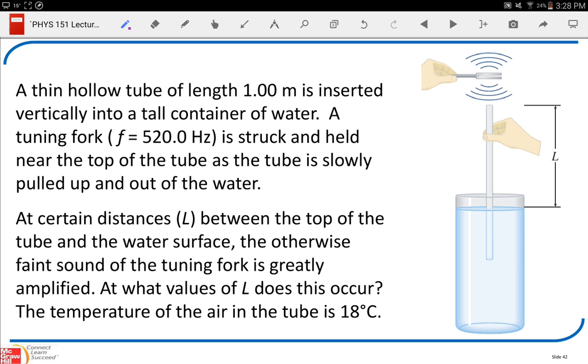For the small ones, they have the frequency stamped on them. This is 1024 hertz. You're going to have lots of resonances. For the longer ones, you'll have fewer.